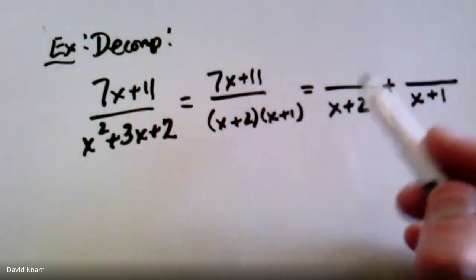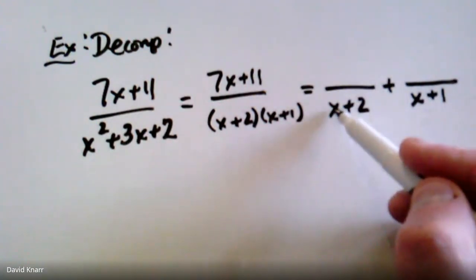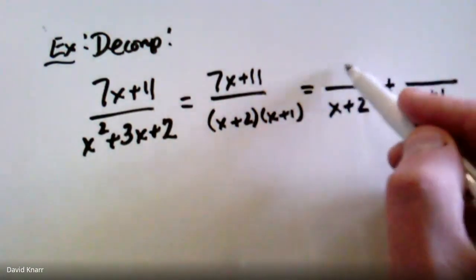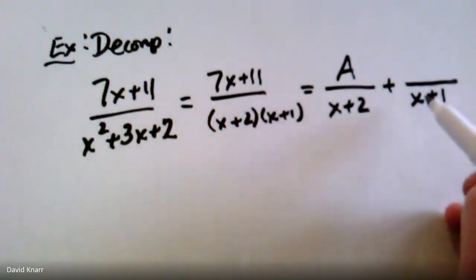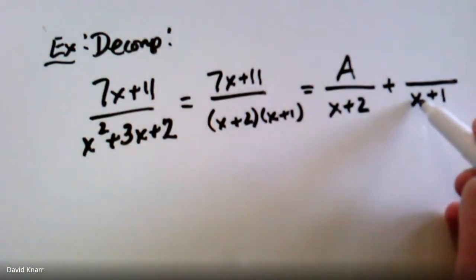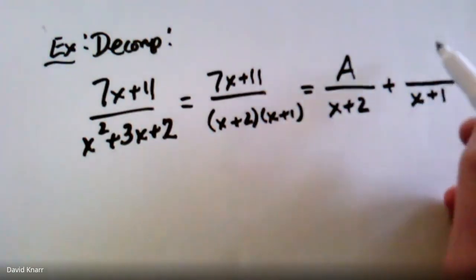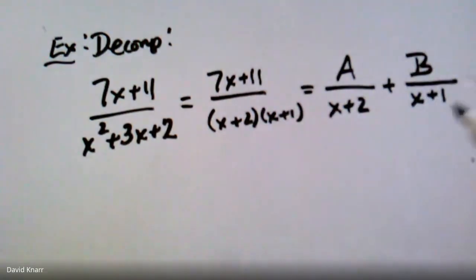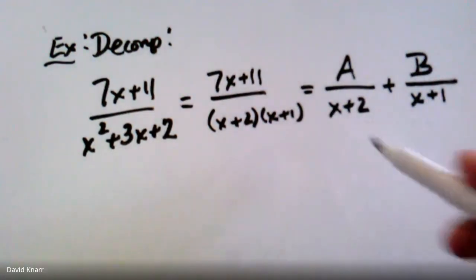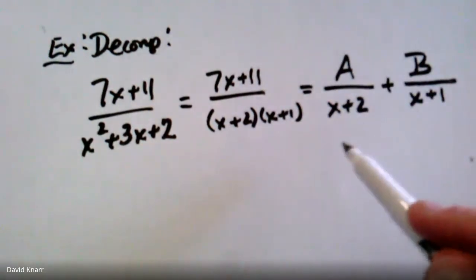Okay, so in the denominator here, I have degree 1 on top. I can put a number. I'm going to call it A. Then over here is degree 1 on the bottom. I can put a number up here, but it doesn't have to be the same as this one. I'm going to call it B. Okay, so that's the setup part, right? We've done that before. All right, now, next step.